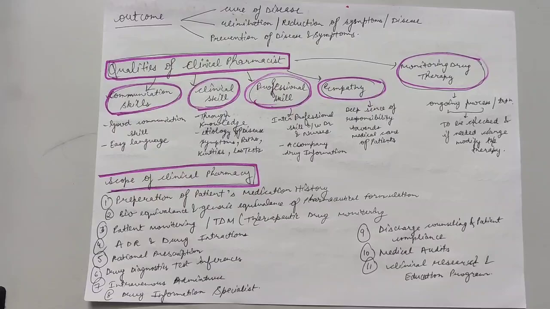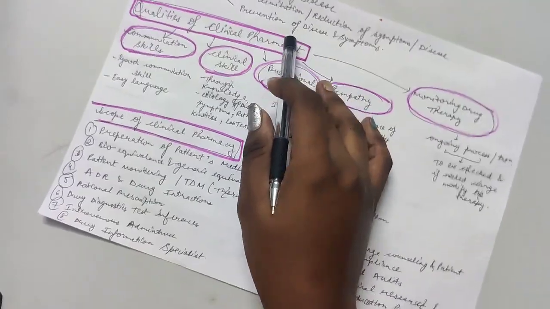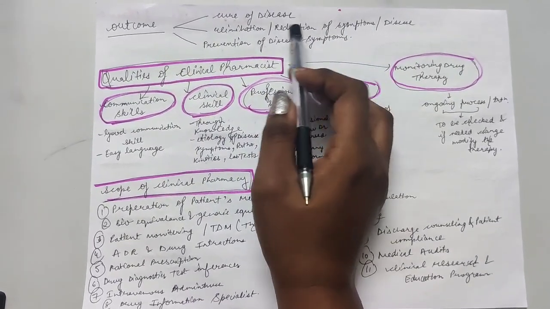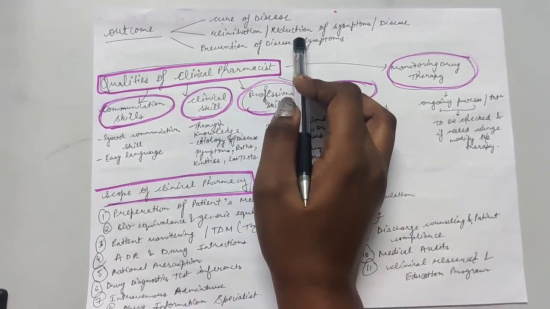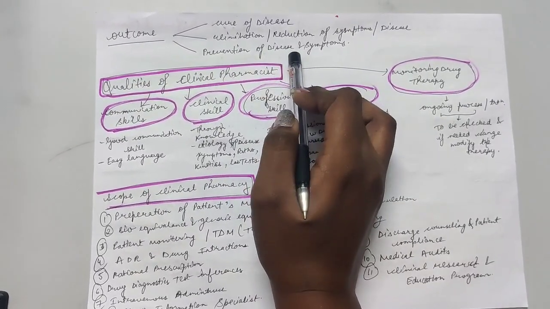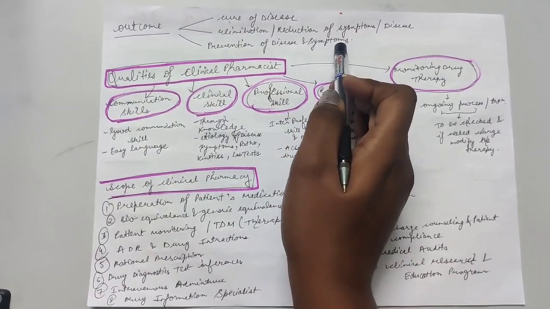Outcomes: cure of the disease. That disease should be cured. Second, elimination and reduction of symptoms. Disease should be eliminated, symptoms should be reduced, and disease should be prevented. Prevention of disease and symptoms. Symptoms of the disease should be prevented.